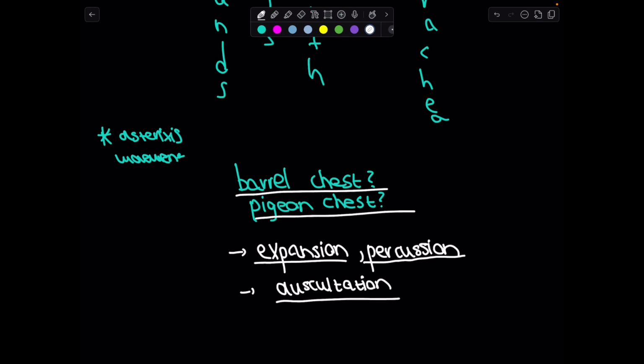Wait, again, in a sentence tell me what barrel chest and pigeon chest is, and then in a sentence tell me how do I examine for expansion, percussion, and auscultation?